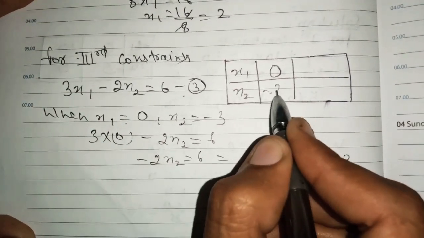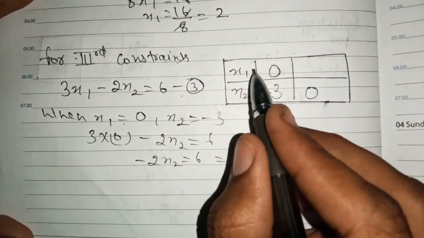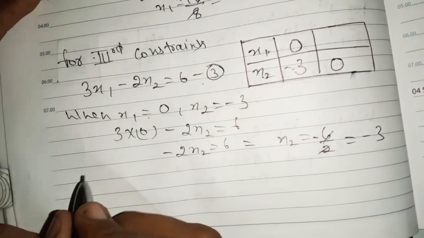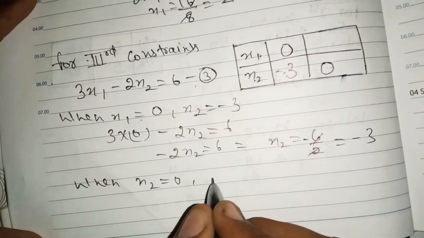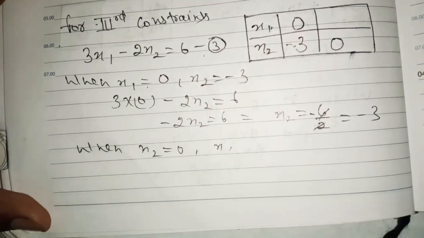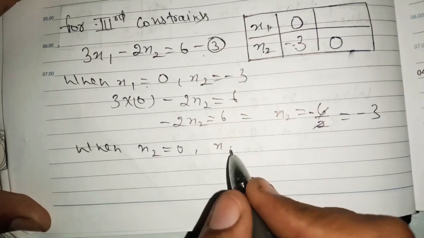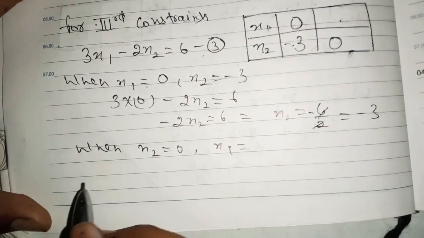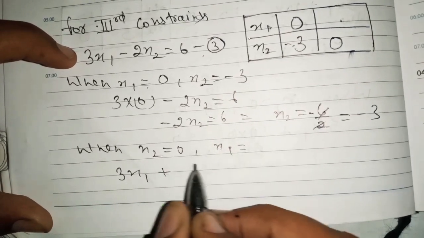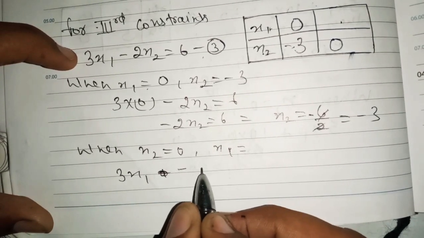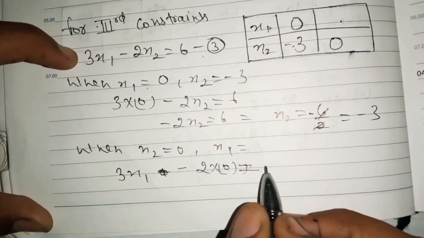Now when x2 value is 0, what is the value of x1? Put the x2 value in the third equation and find the value of x1. So 3x1 minus 2 times x2, where x2 is equal to 0, is equal to 6.